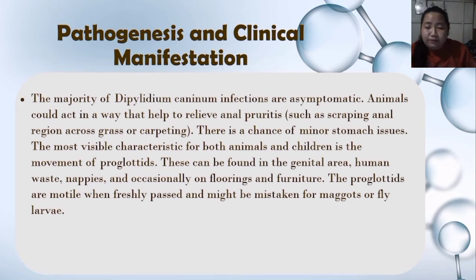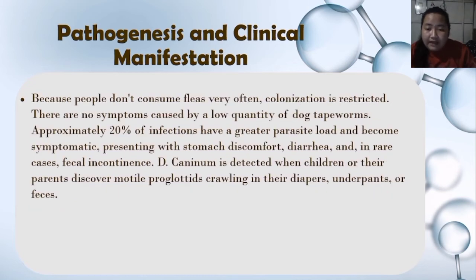Because people don't consume fleas very often, colonization is restricted. There are no symptoms caused by a low quantity of dog tapeworms. Approximately 20% of infections have a greater parasite load and become symptomatic, presenting with stomach discomfort, diarrhea, and in rare cases, fecal incontinence. D. caninum is detected when children or their parents discover mottled proglottids crawling in their diapers, underpants, or feces.